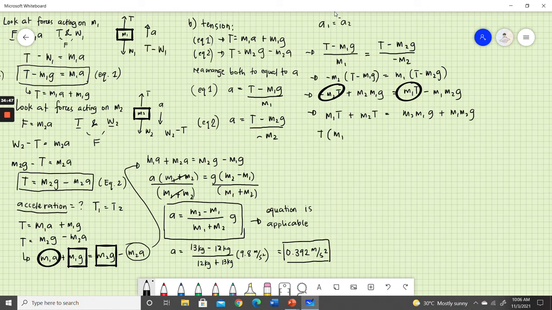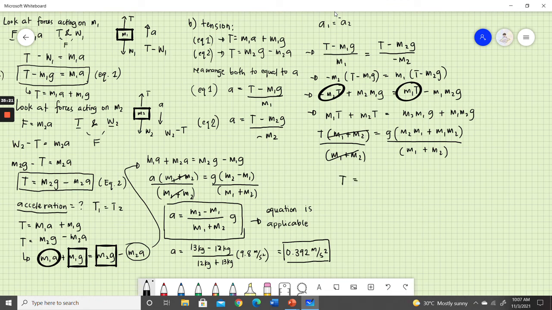That would give us M1 plus M2 is equal to, you can pull out G, M2 M1 plus M1 M2. Okay, and then you can solve for tension. That's M1 plus M2 divided by M1 plus M2. You can cancel this, and that would give you an equation to solve for tension.